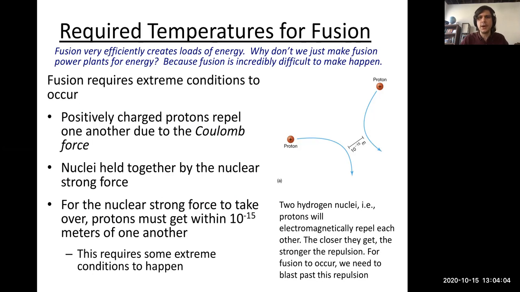All right, so let's consider two protons. Protons each have a positive charge, right? Positive charges repel one another. If you want to know how hard they repel one another, what are the forces involved? It's called the Coulomb force, not something you have to remember for this class.